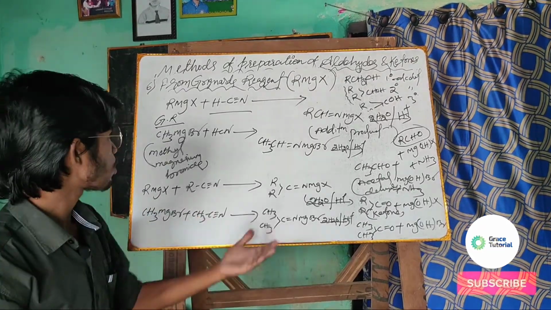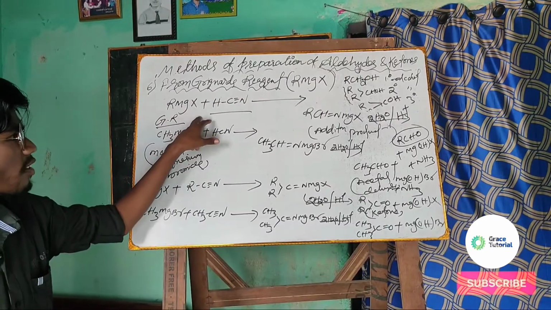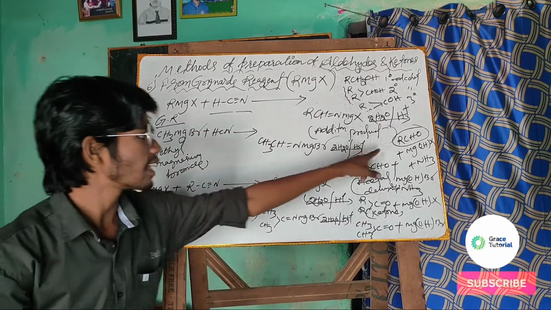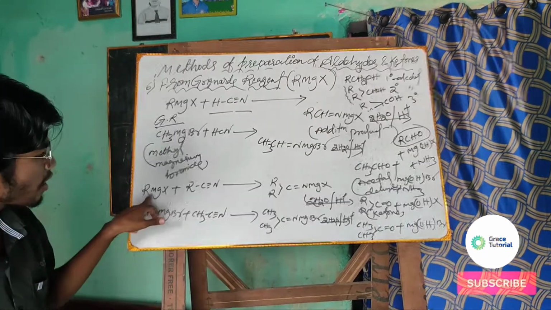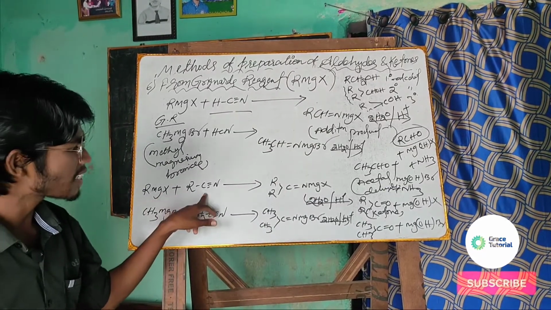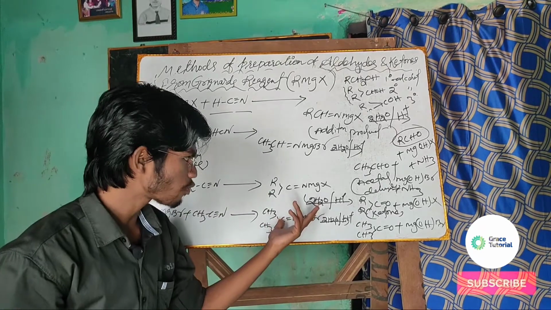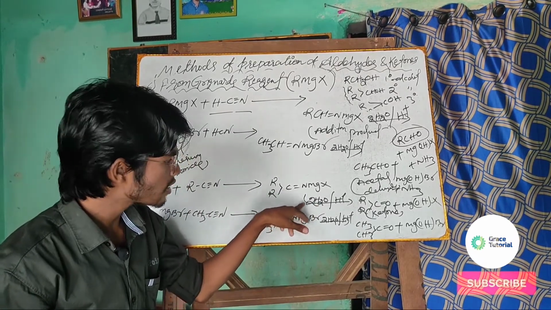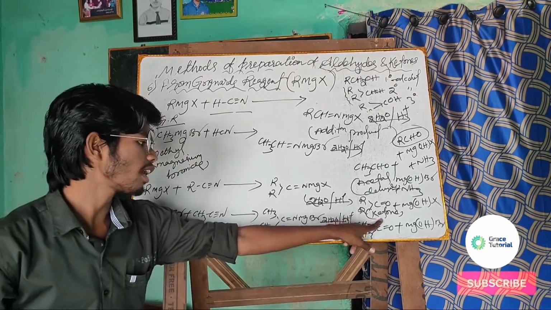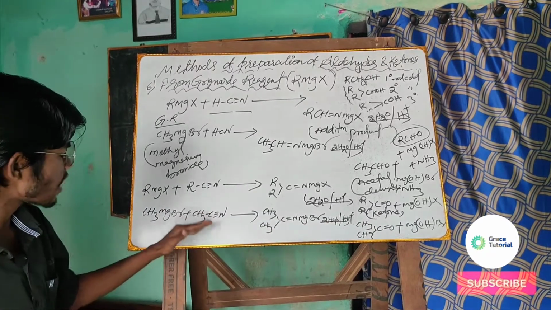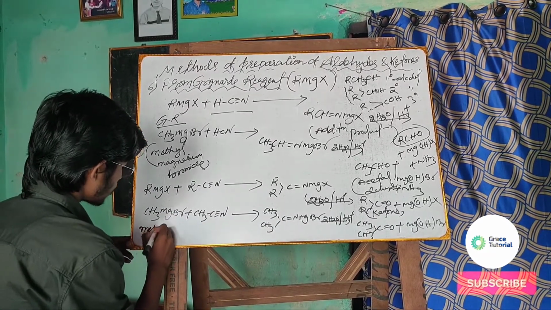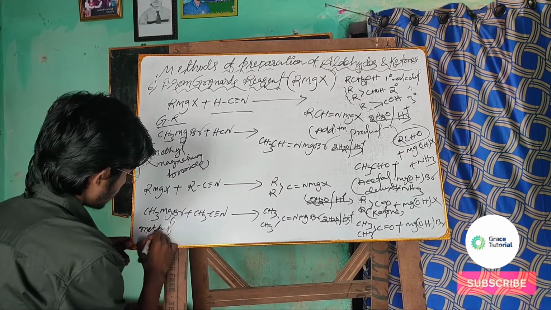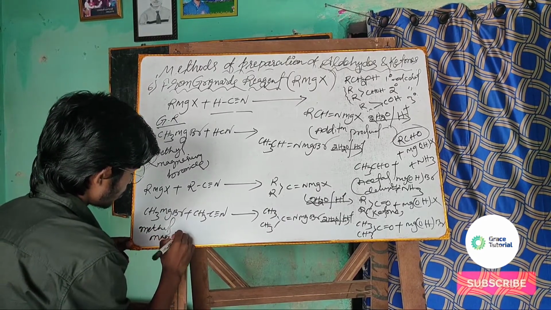Once again I just want to make it clear that when the Grignard's reagent reacts with hydrocyanic acid, then followed by acidic hydrolysis, the aldehyde results. Similarly, when Grignard's reagent reacts with alkyl cyanide, first of all the addition product forms, then on acidic hydrolysis, the ketone is obtained. And the specific example is also given. So what is the name of this one? Methyl magnesium bromide.